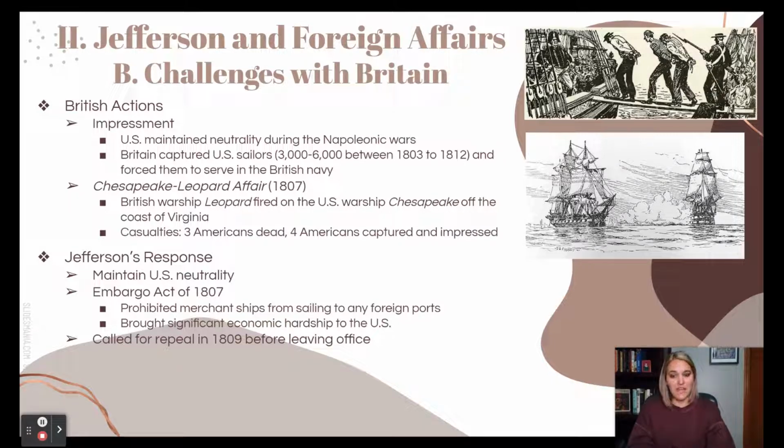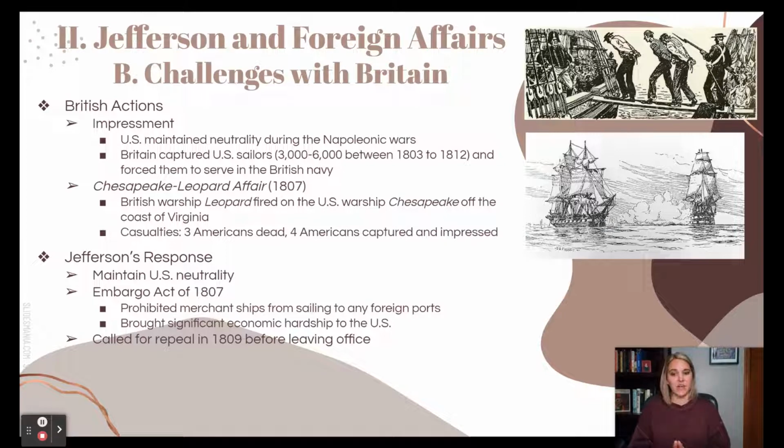Additionally, in 1807, a British warship, actually just off the coast of Virginia, shoots at a U.S. warship, killing some Americans and then capturing others. And Jefferson's response is to try to maintain U.S. neutrality. So even though there begins to be calls for war, Jefferson does not believe the U.S. can handle another war against Britain so soon after the Revolutionary War.